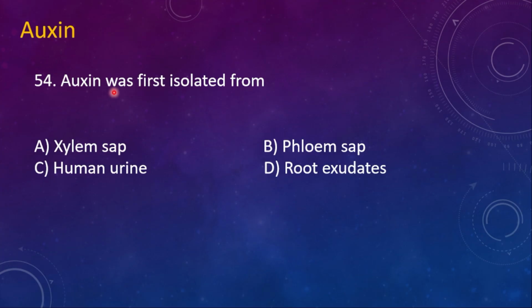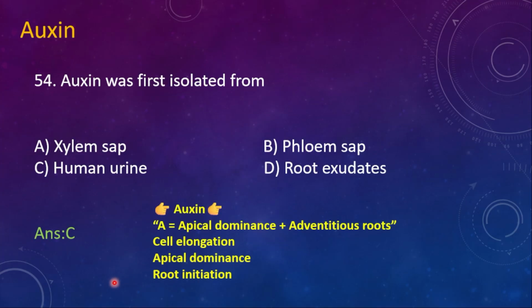54, from the PGR, one of the most important PGR I can say. 54, Auxin was first isolated from A. xylem sap, phloem sap, human urine and root exudates. Here the right option is human urine. Auxin shortcut or trick to remember: apical dominance. It will be helpful for apical dominance and adventitious root formation, and its main function is cell elongation, apical dominancy and root initiation.